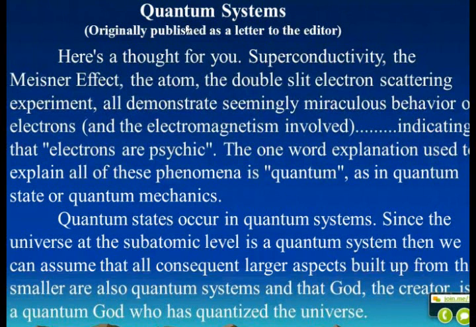Superconductivity, the Meissner effect, the atom, the double-slit electron scattering experiment all demonstrate seemingly miraculous behavior of electrons and the electromagnetism involved, indicating that electrons are psychic. The one-word explanation used to explain all of these phenomena is quantum, as in quantum state or quantum mechanics. Quantum states occur in quantum systems. Since the universe at the subatomic level is a quantum system, then we can assume that all consequent larger aspects built up from the smaller are also quantum systems, and that God, the Creator, is a quantum God who has quantized the universe.